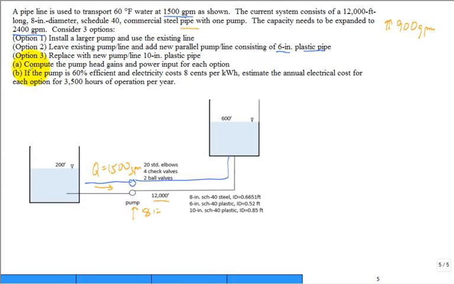So for those, compute the head gains and the power input for each of those options. It's like, wow. You need to compute a lot of things and then compare those. And include a 60% pump efficiency and electricity costs 8 cents per kilowatt hour. Estimate the annual electrical bill or cost for running each of those 3 options for 3,500 hours per year. So consider that being run full-time during a year.